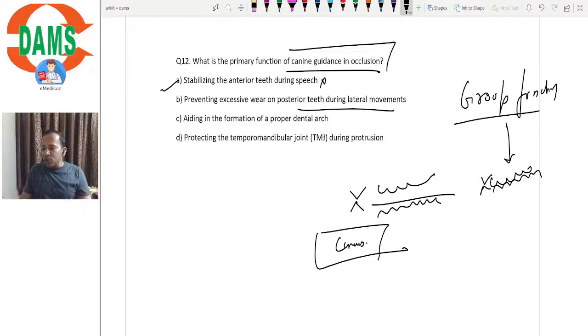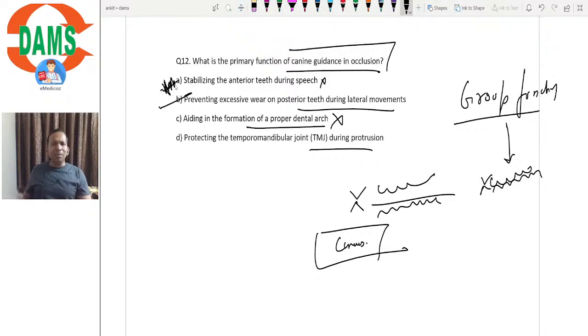Aiding in the formation of proper dental arch, this is false. Canine guidance has nothing to do with the formation of the arch. Protecting the TMJ during protrusion, again it has nothing to do with protrusion because canine guidance comes into play during lateral excursion. So option B is the correct answer, isn't it? Option B is the correct answer.